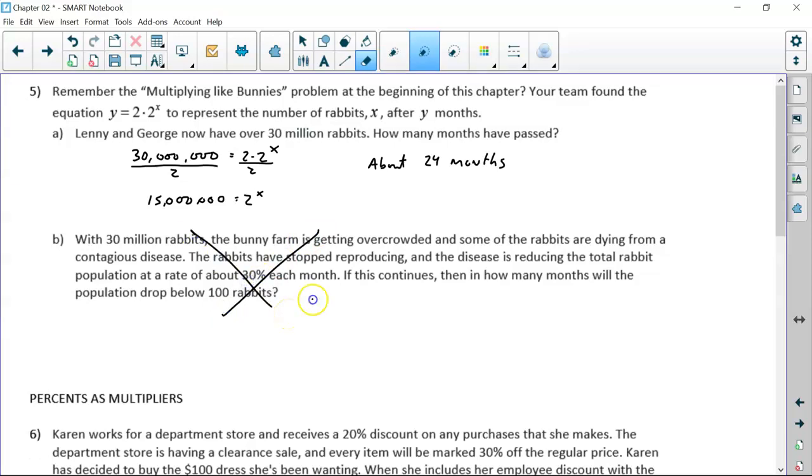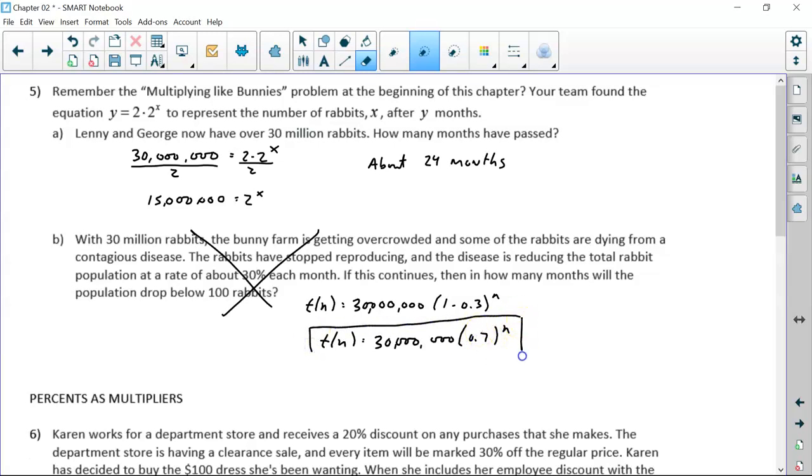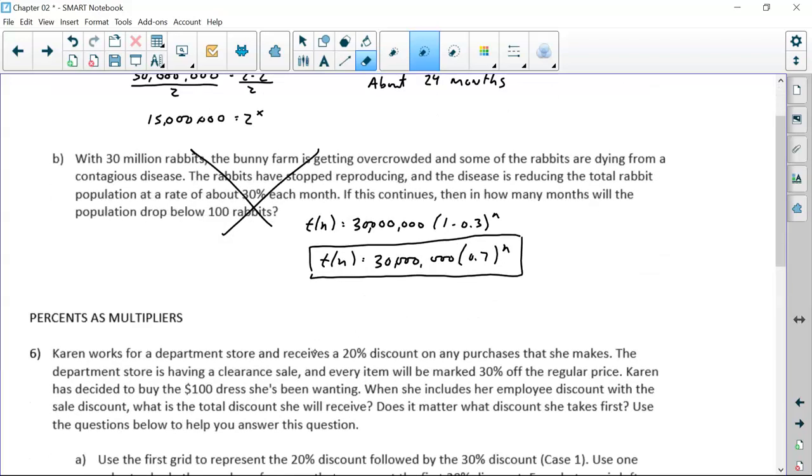The model would be T of n equals 30 million. That's our starting amount, times our decay. It's going down. It's going to be 1 minus the rate of 0.3, to the n. So T of n equals 30 million times 0.7 to the n. Growth is when that multiplier is greater than 1. Decay is when the multiplier is less than 1.